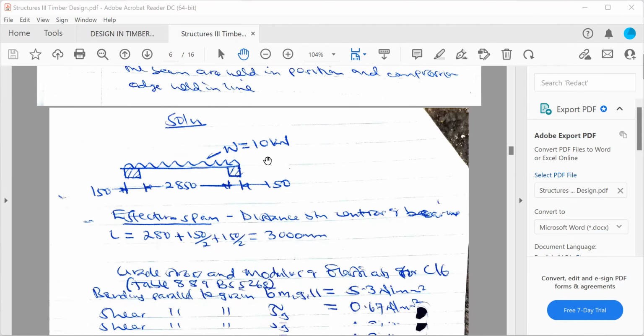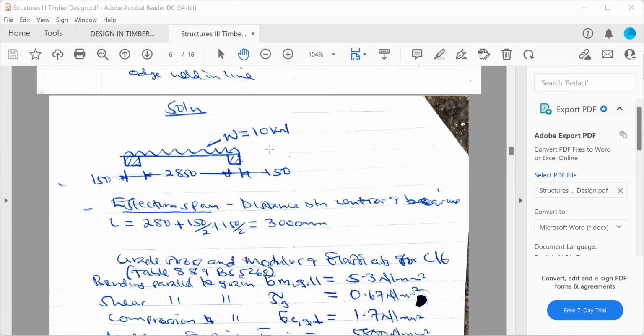Now, step number 1 in the solution, we have to sketch and visualize how the beam is carrying the load. Remember, these are the bearings of 150 millimeter length at both ends of the beam. Then you have a uniformly distributed load. Be careful, this is 10 kilonewton, not 10 kilonewton per meter. However, it is uniformly distributed.